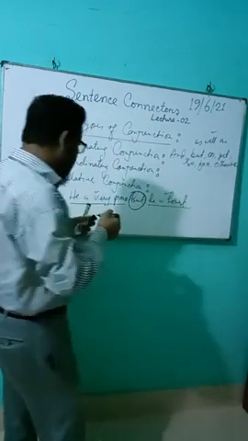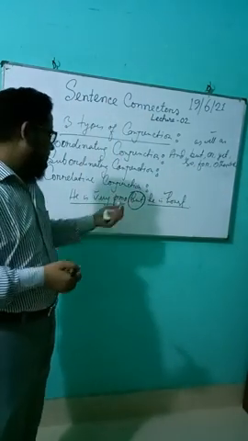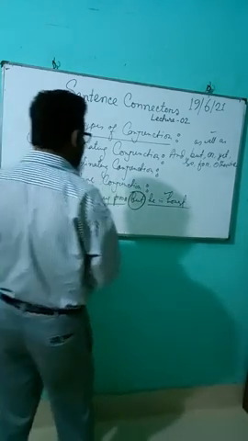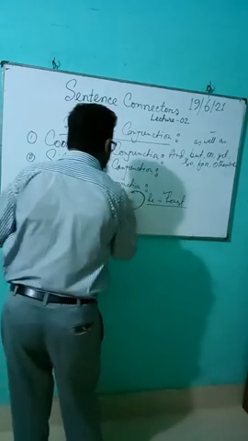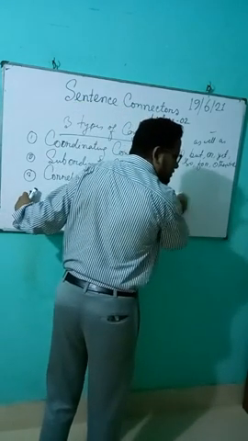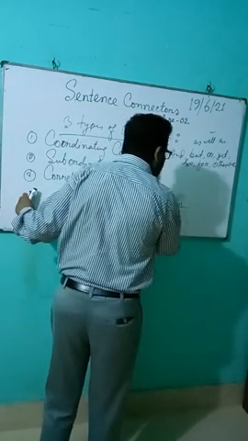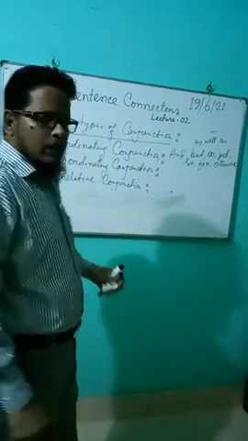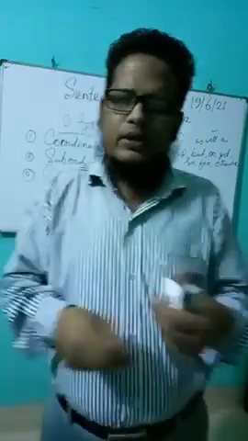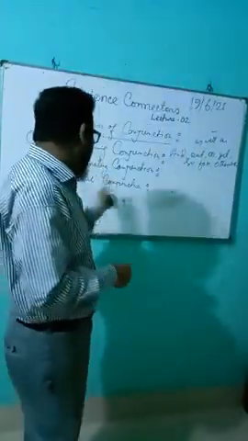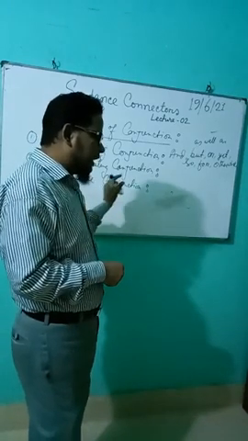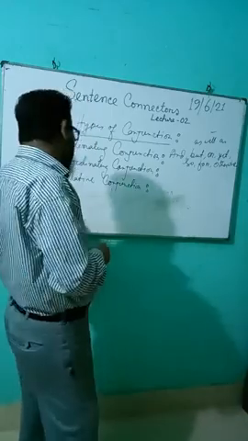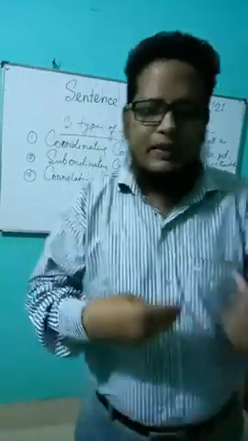So "but" is the coordinating conjunction in this sentence. Now let's see about subordinating conjunctions. What does it mean? A subordinating conjunction is used to join one clause to another clause, where the subordinate clause is dependent on the principal clause.